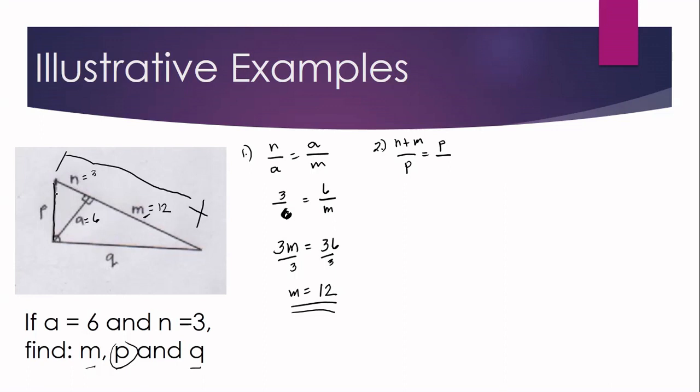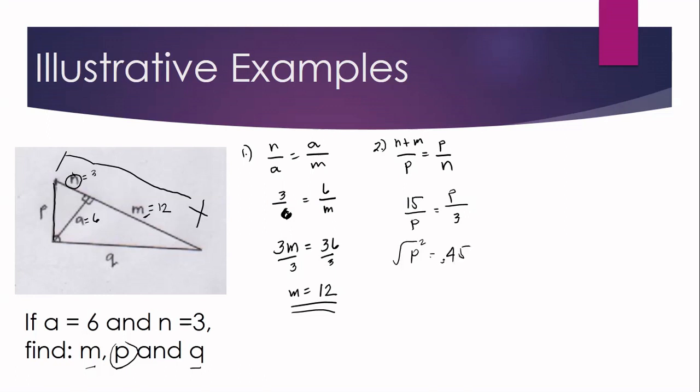And which segment is adjacent to P? Obviously, adjacent ang P sa N. So we have N plus M over P equals P over N. Then we are going to substitute N plus M, ayan, 3 plus 12. That's why our hypotenuse is 15 over P, ang hinahanap natin. We do not have the P. And then N, based on here, is equal to 3. By cross multiplication, we have P squared equals 15 times 3, that is 45.